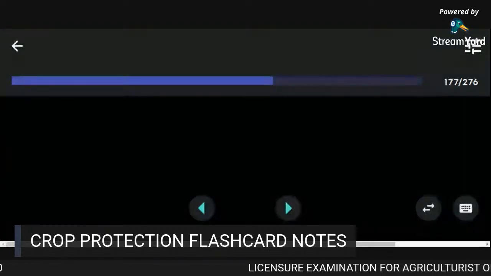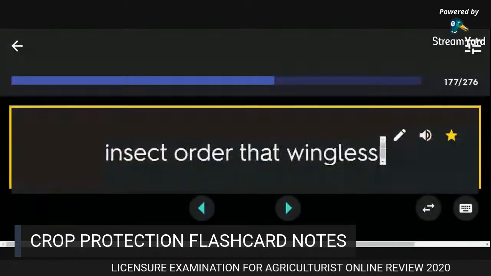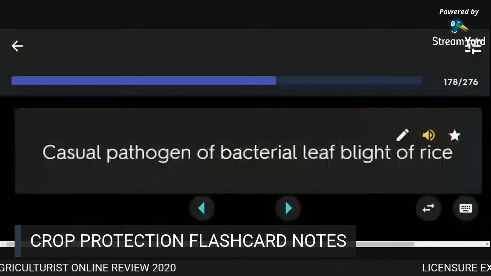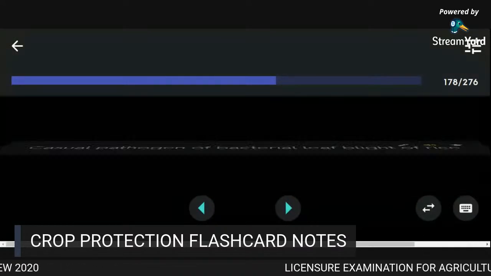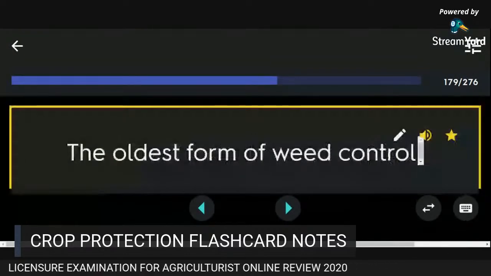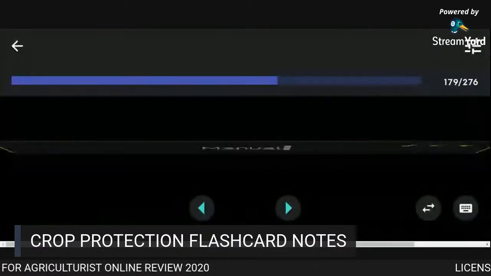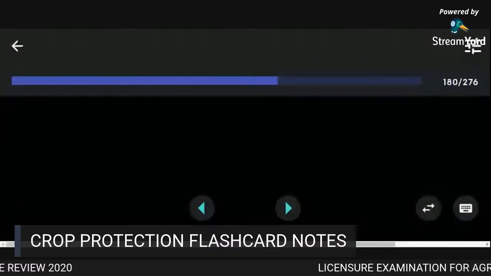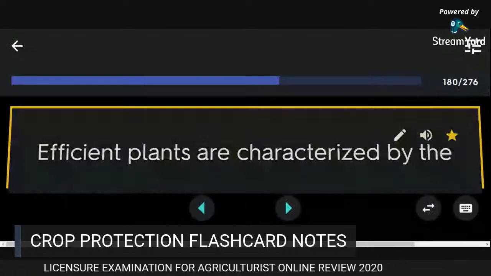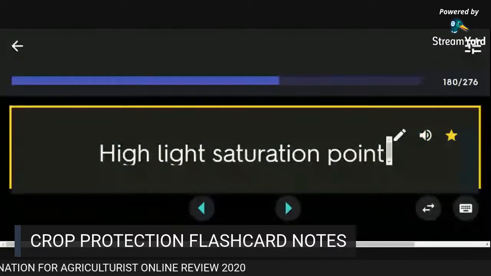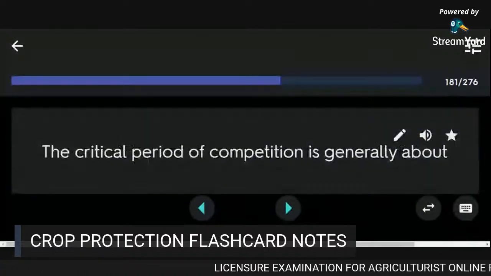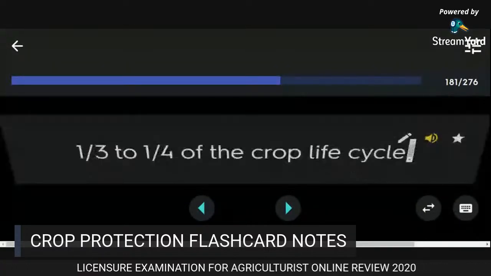Insect order that is wingless. Anoplura. Causal pathogen of bacterial leaf blight of rice. Xanthomonas oryzae. The oldest form of weed control. Manual. Efficient plants are characterized by the highest light saturation point. The critical period of competition is generally about 1/3 to 1/4 of the crop life cycle.